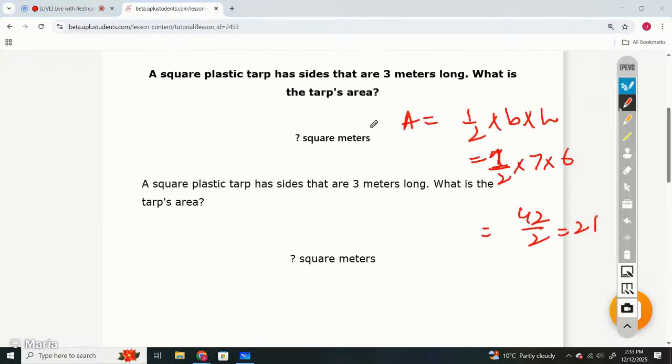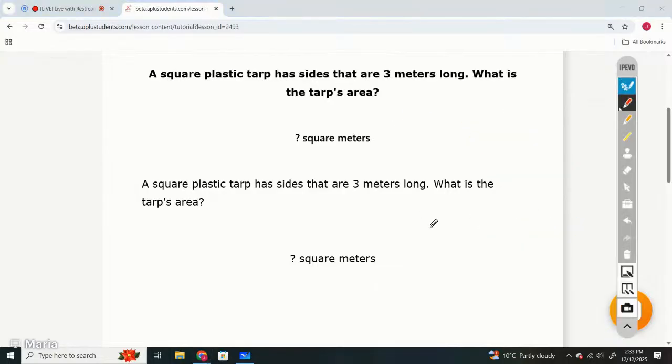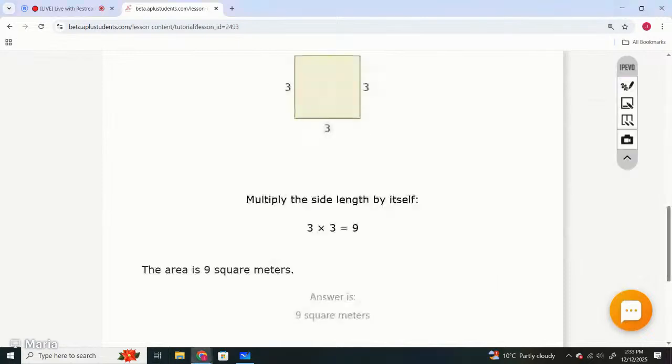It is a square, right? We need to calculate the area of the square. So the area of the square is side times side. So we have to do 3 times 3. So that is 9 square meters. The area of the square is 9 square meters.